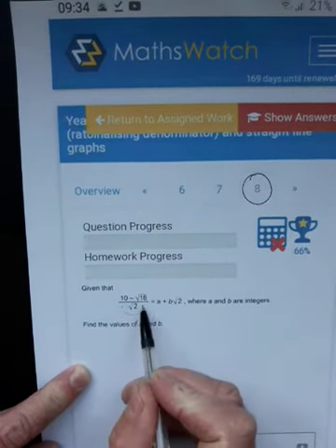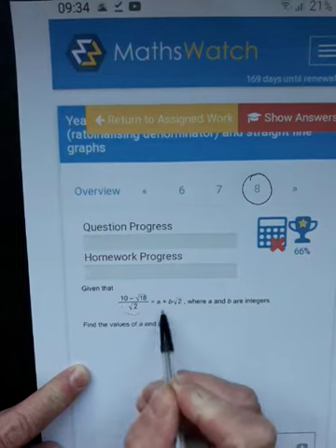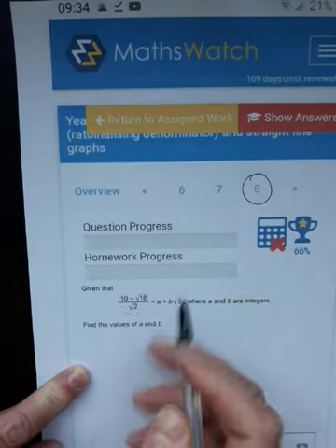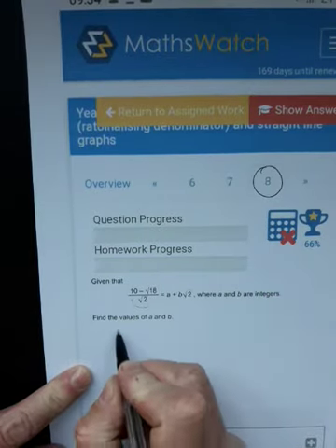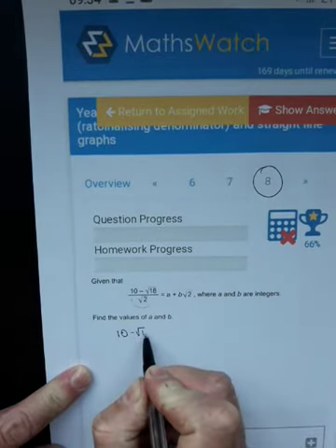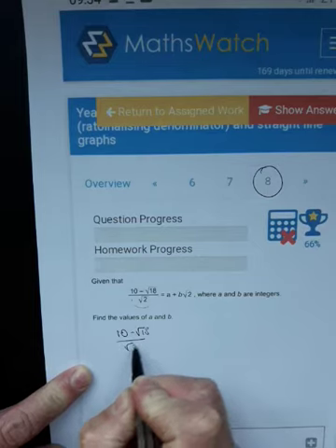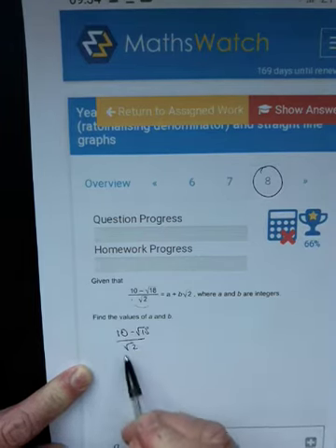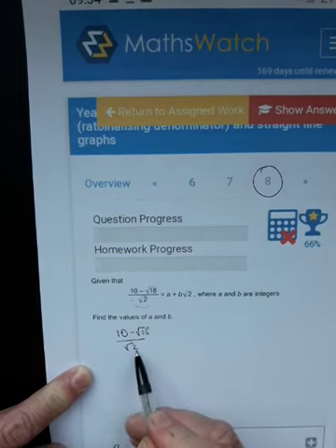Anyway, we've got 10 minus root 18 over root 2, and we've got to get it into a plus b root 2. Again, don't get fazed by this. This will all work out if we take our time with this. So let's write it out again: 10 minus root 18 over root 2. If we rationalise the denominator, hopefully we've picked up that we're trying to make it rational. The root 2 is irrational.